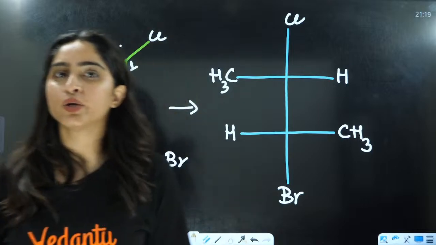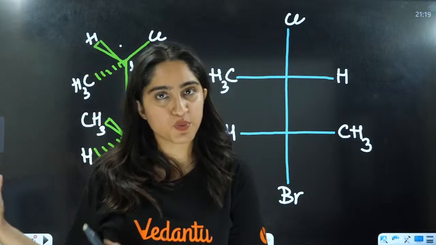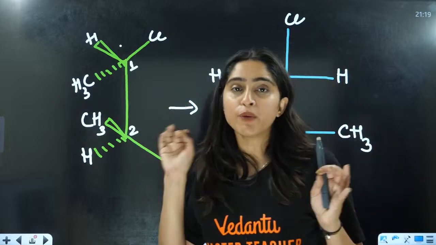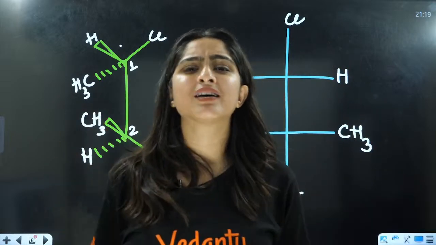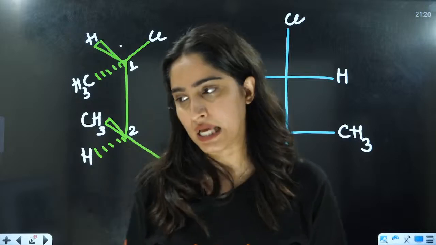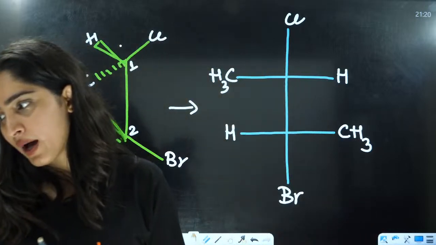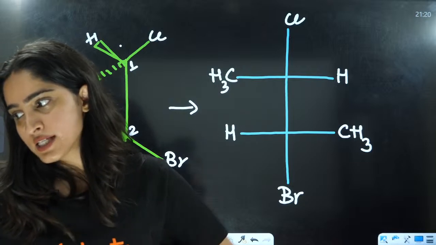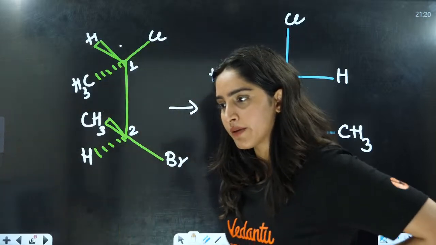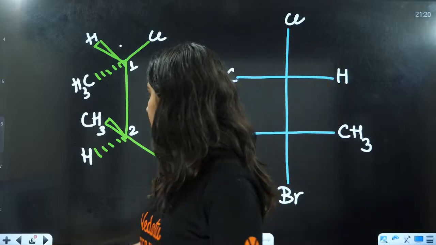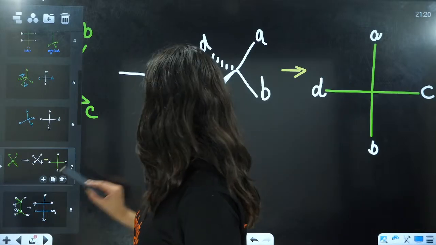So what they do, they give you the wedge dash projection and then convert it into the Fisher projection, because in Fisher projection you will be able to identify the enantiomers, diastereomers, all those things. Right, students? Yes? Left hand side, ma'am. Can we rotate it in the line? Definitely you can rotate it. You can rotate it on the left side also.